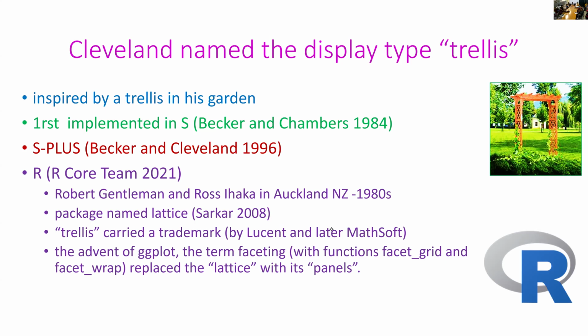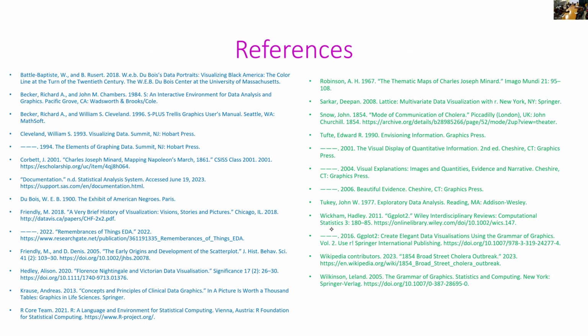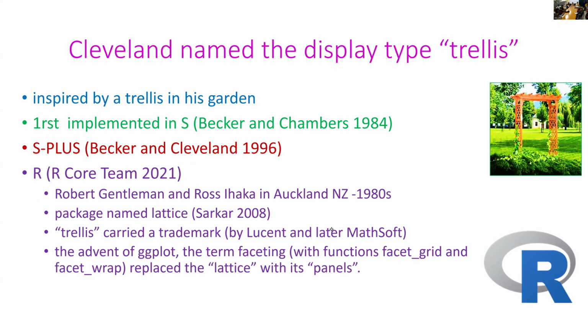So the word trellis already has had a trademark, but now they've changed the name to ggplot because the word lattice and panels had some other connotation. Somebody else was using that. So the software used to make medical graphs, illustrations is now the ggplot.